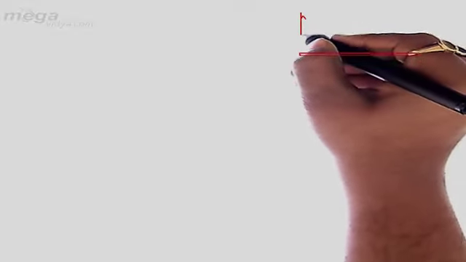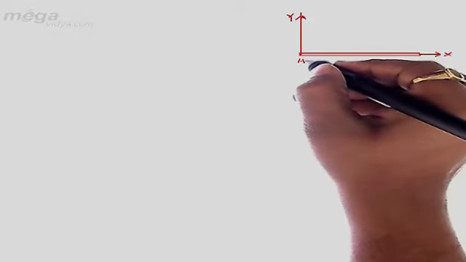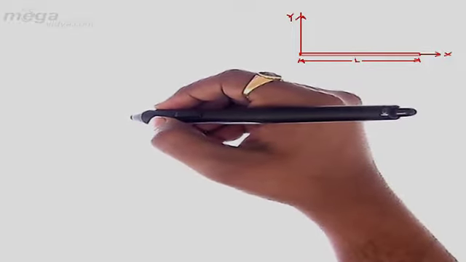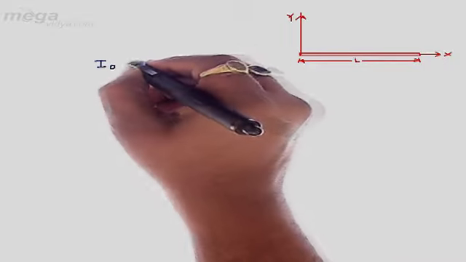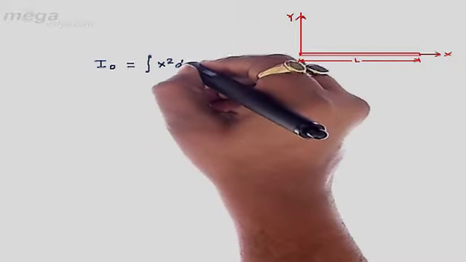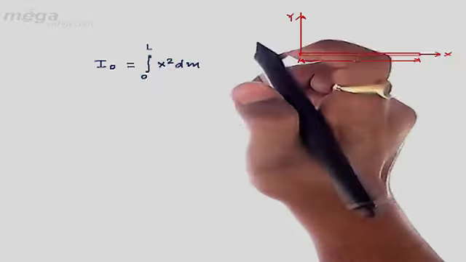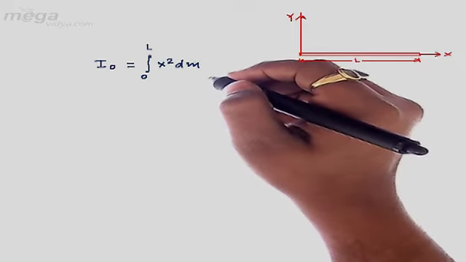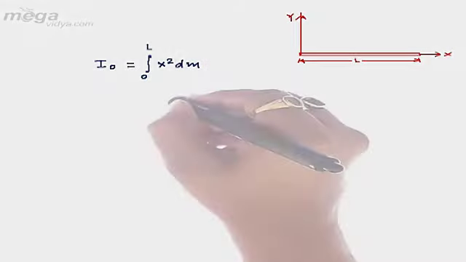Let us consider the figure firstly. The rod is given, and let us consider this is the y-axis and this is the x-axis. The length of the rod is given to be L. According to the definition of moment of inertia, the moment of inertia of this given rod, taken as I0, is equal to the integration of x² dm, and the limits of integration will be from 0 to L, where dm is the elementary mass considered and x is the distance of the elementary mass from the y-axis. Now firstly let's consider dm. So dm will be equal to lambda x dx.